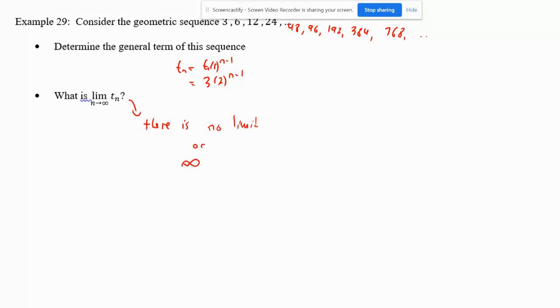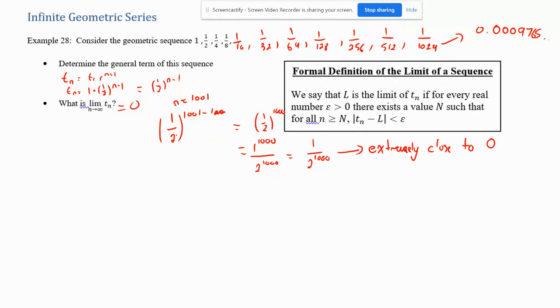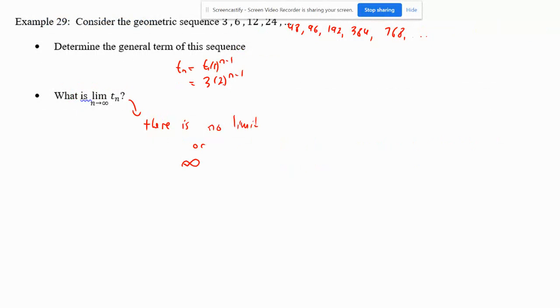So what's different about these two questions over here? If we look at the previous example, the r value was 1/2. If you look at this example, the r value is 2. So hopefully you can see if I'm multiplying times 1/2 every time, my numbers can keep getting smaller and smaller and smaller. But if I multiply times 2 to get to the next term, my numbers can keep getting bigger and bigger and bigger. Okay, so if the numbers keep getting bigger, it can't have a limit.